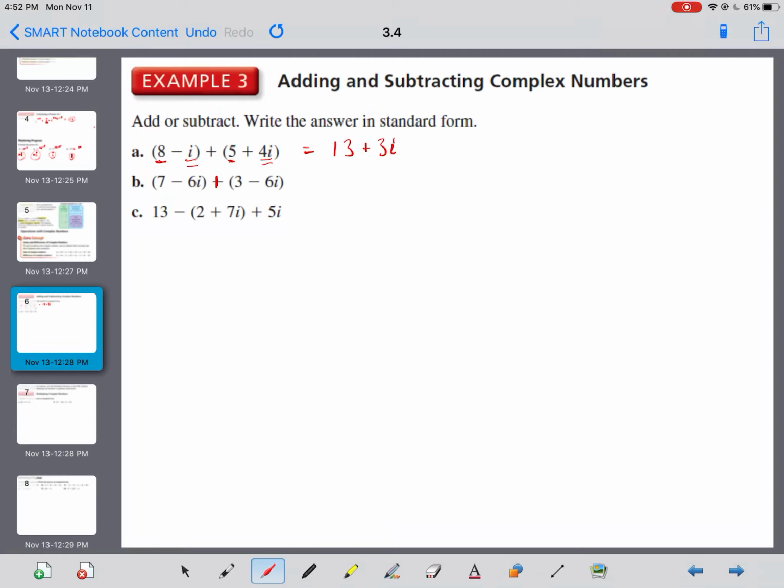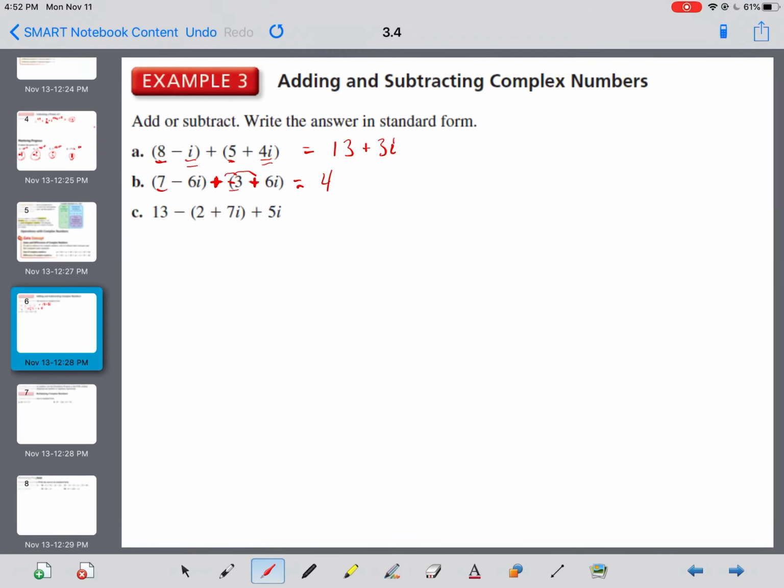This one, I'm going to distribute the negative. So I'm going to change this to plus, and distribute negative into here and negative into there, and change that to plus. Okay, so now I don't have to worry about the minusing part. It's all built into the pieces. So 7 and negative 3 makes 4. Negative 6 plus 6 makes none.